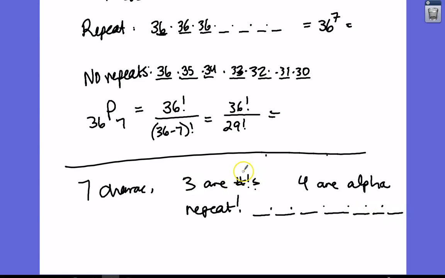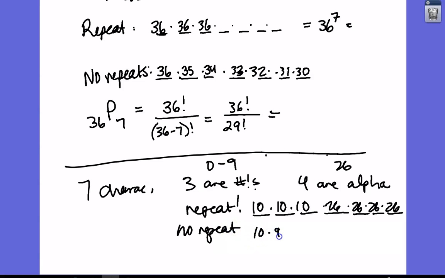The first 3 are numbers, so that's 0 through 9. So we have 10 choices. We're allowed to repeat, so the first 3 slots would be 10 times 10 times 10. And then the last 4 are alpha, which there's 26 characters. Again, if we're allowed to repeat, we could do that. Okay, what if no repeat? If no repeat, then it would go 10, 9, 8, 26, 25, 24, 23. Now, you can do this another way.